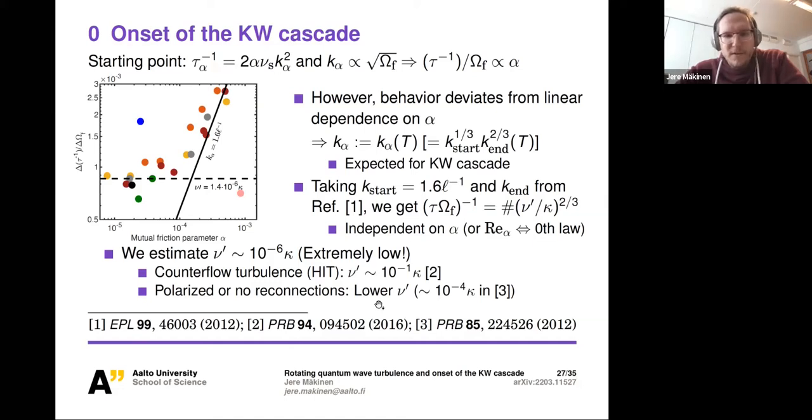while this effective kinematic viscosity is known to be smaller for cases where the vortices are polarized, like here, or when there are no reconnections, which is also what we suggest is going on here. So far, the smallest value I could find in the literature is something like 10^-4, which is still a few orders of magnitude higher than we estimate for these measurements.